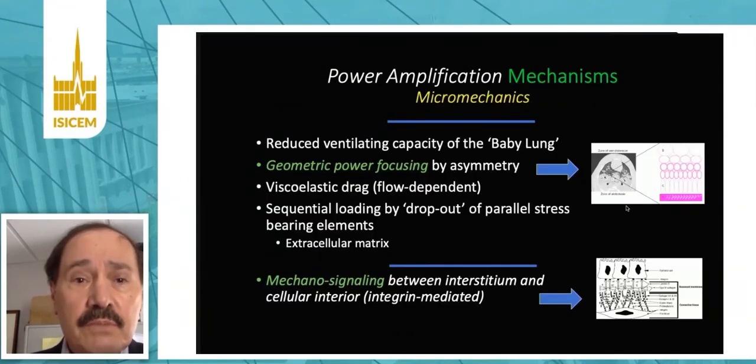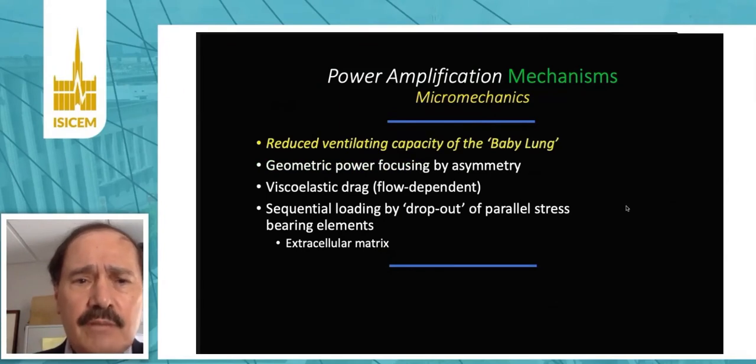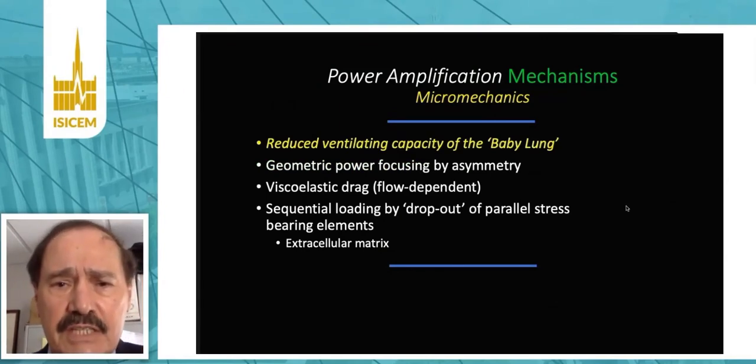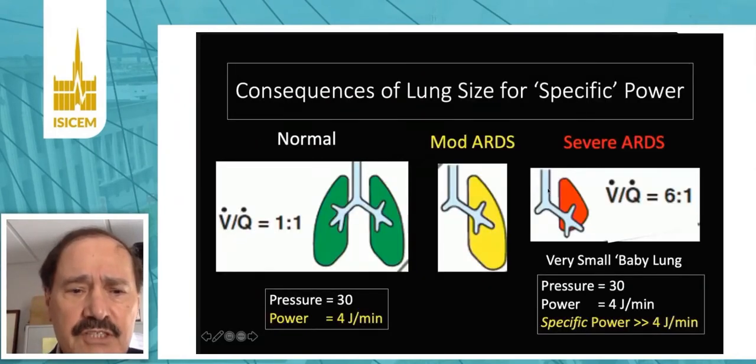Well, there are multiple power amplification mechanisms, and I'll be talking about those in a minute. There's also a possibility that just mechanosignaling between the interstitium and the cellular interior may result in inflammation, but I'm not going to talk about that as I finish up. Let's talk about the reduced ventilating capacity of the baby lung as an amplification mechanism. If you take the same amount of power, 4 joules per minute, and you achieve a pressure of 30 in this lung, which is normal, not much happens.